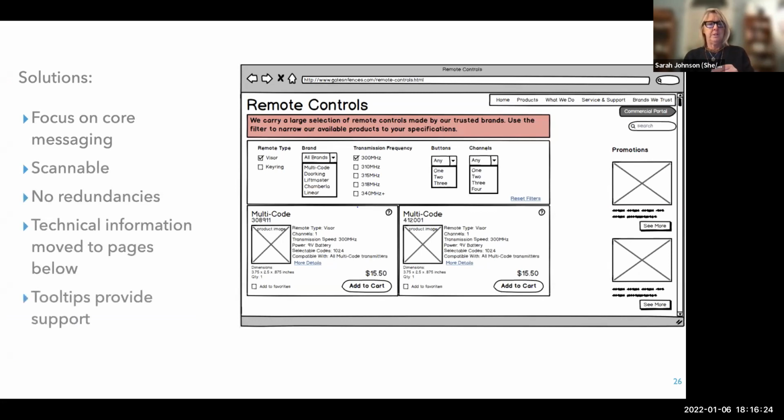So by using the conversation map and the content map, which talked about filtering and making things more scannable, we were able to get to this sketch. Now, some of it is because we have a more contemporary mental model for how things get done.